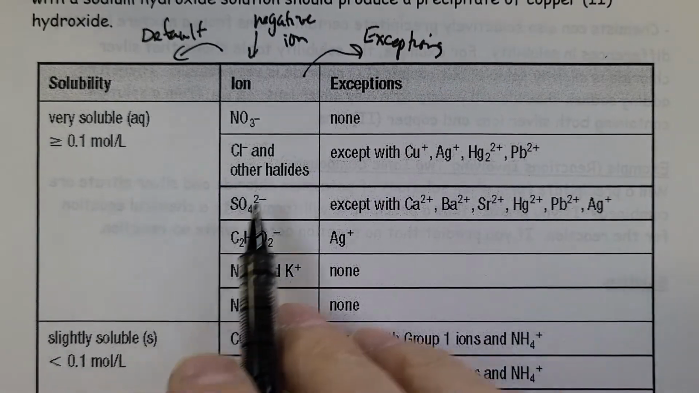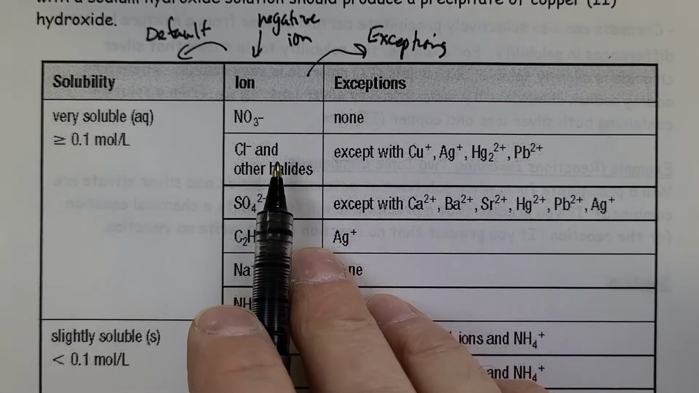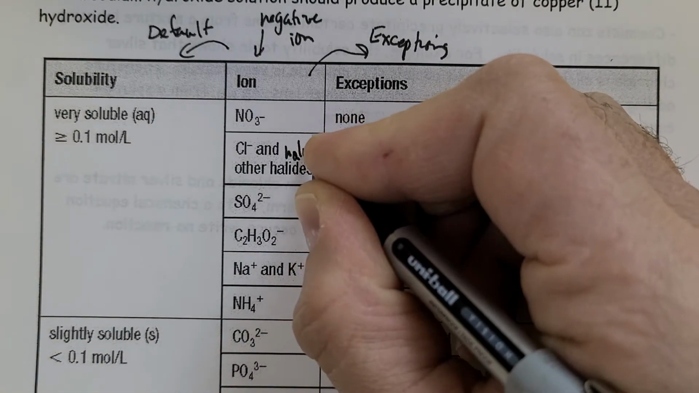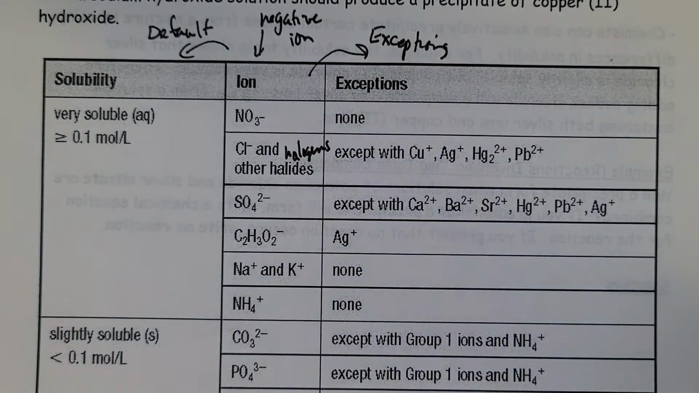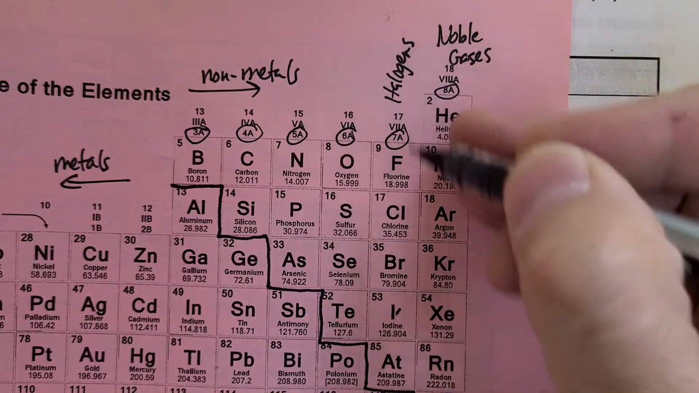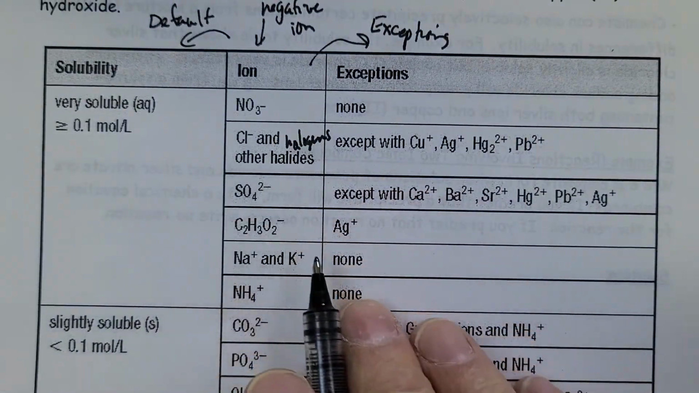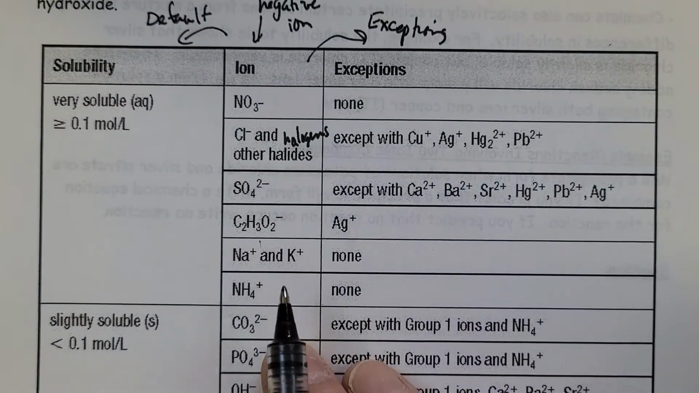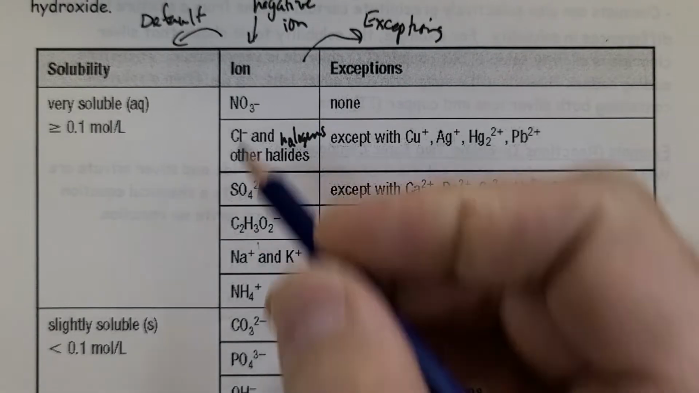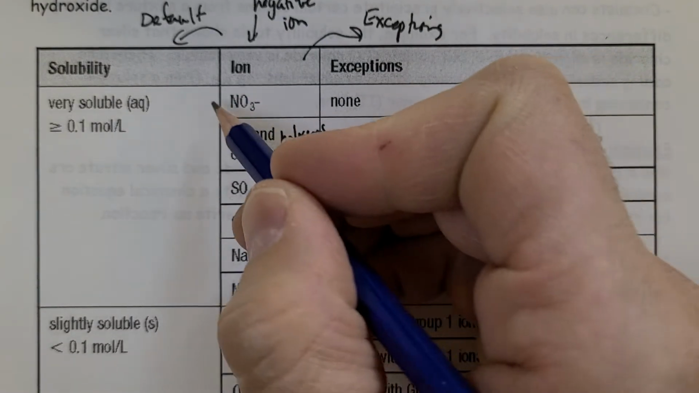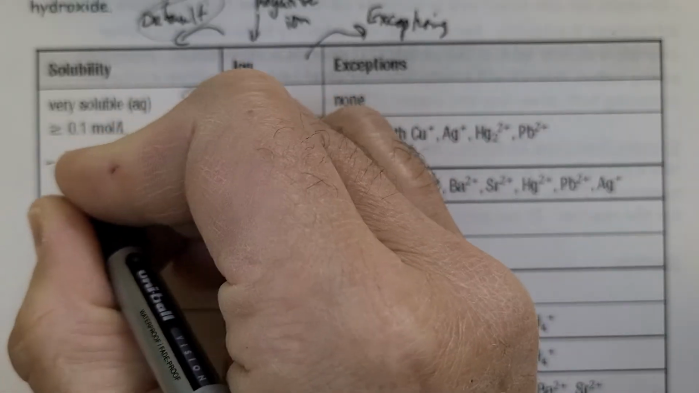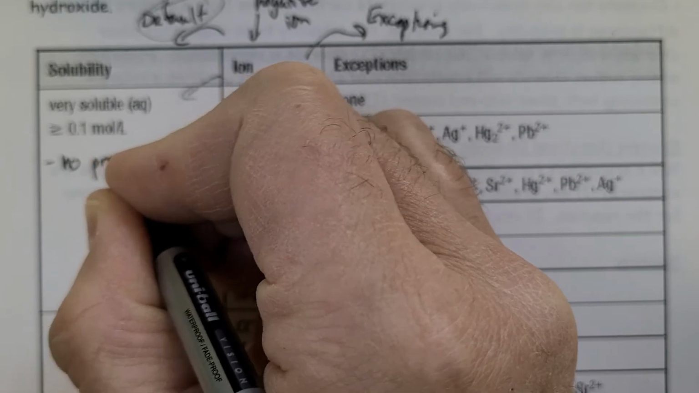So over here, if I have nitrate, or chloride or other halides. Now halides, I just simply mean halogens. You may want to write halogens. So chloride or any of these ones in the halogen group. Okay, this rule is followed. Sulfates, acetates, sodium, potassium, and ammonium. So if I look here, most of the time when I have any of these negative ions with any positive, I'm going to go to this side right here by default, which means very soluble, no precipitate.